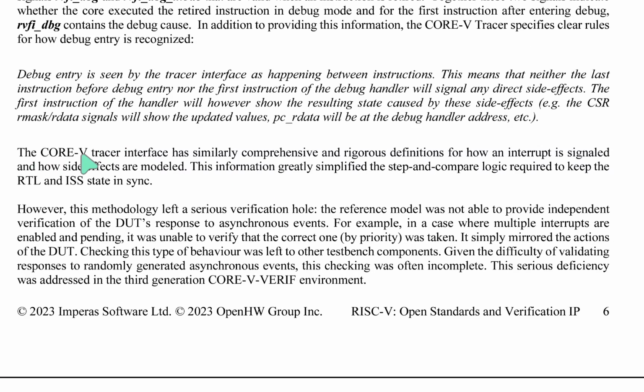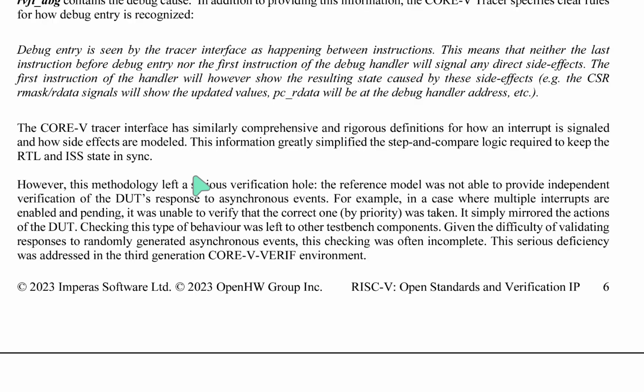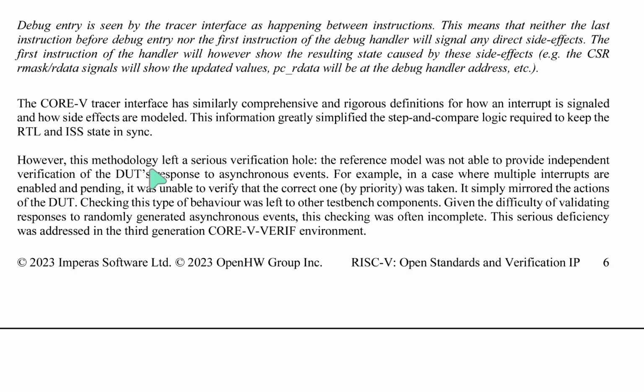The CORE-V tracer interface has a similarly comprehensive and rigorous definition of how an interrupt is signaled and how side effects are modeled. This information greatly simplifies the step and compare logic required to keep the RTL and ISS state in sync. However, this methodology left a serious verification hole.